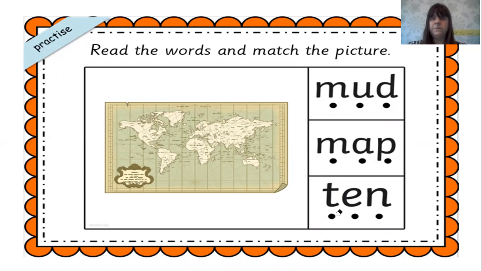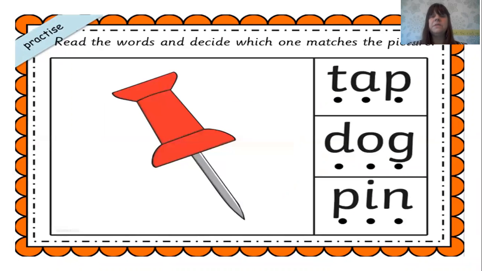The next word, how should I say words? Okay. So we've got a pin. Pin. What does pin begin with? Pin begins with P. Okay, let's find a P. Ooh, that's not a P. That's not a P. We've got a P here.